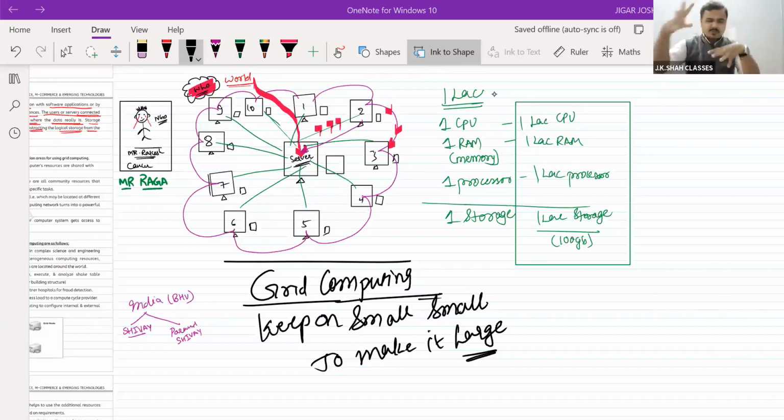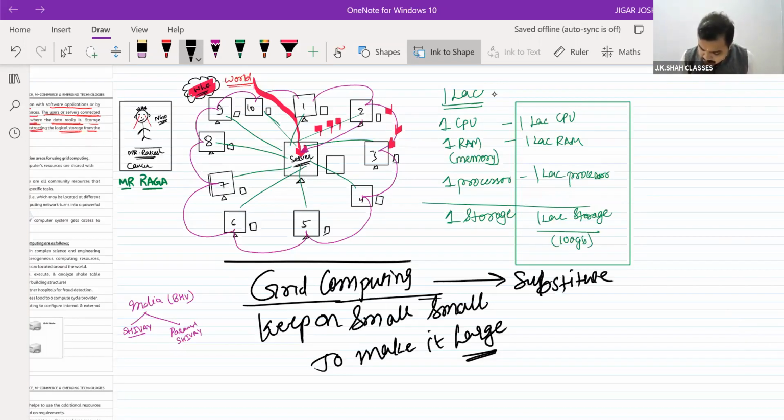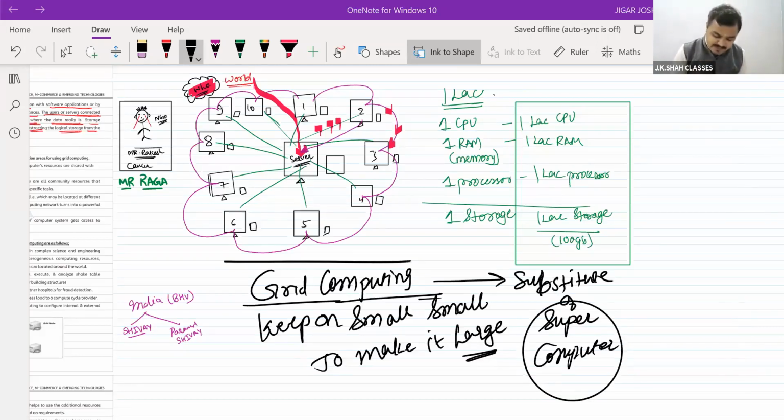We'll keep on adding small computers, people, and we make a very large network of computers, which is the substitute of a supercomputer. If you can't afford a supercomputer, nothing to worry. Relax, people. Why, sir? How can I relax, sir? It's a supercomputer I need to buy. Don't buy. This grid computing will give you more power than your supercomputer also.